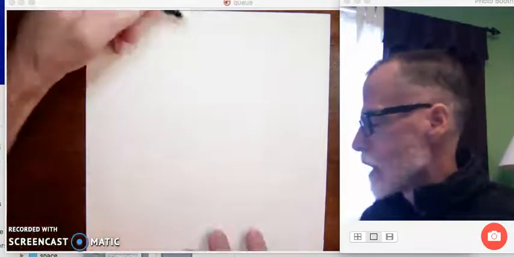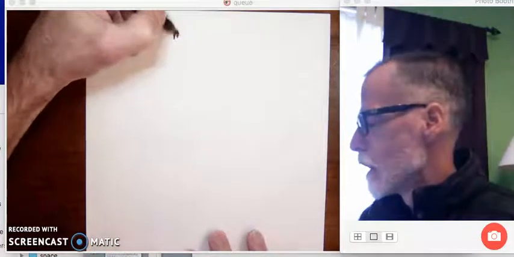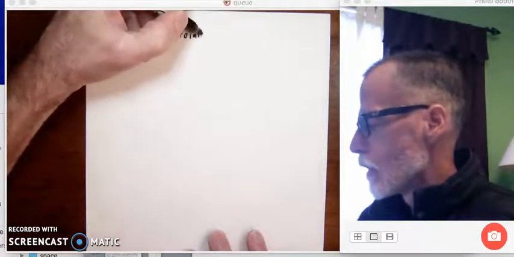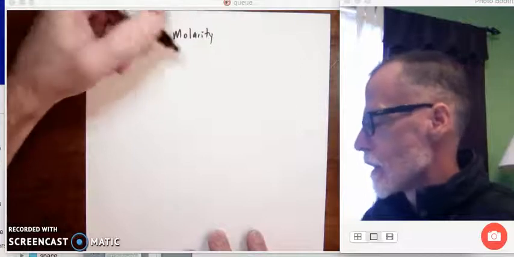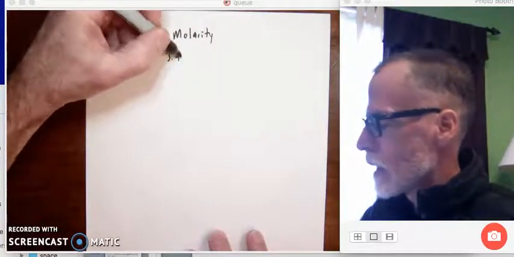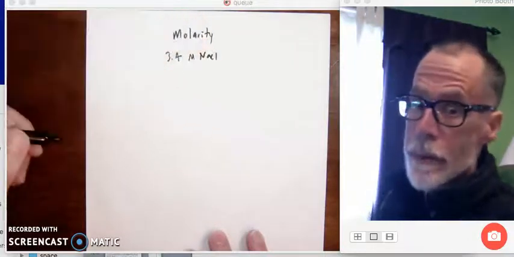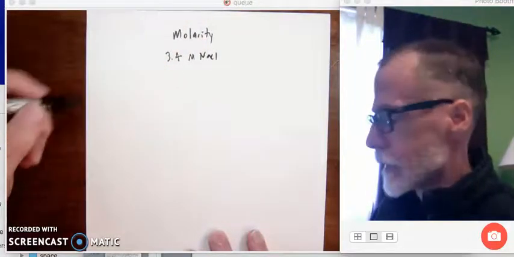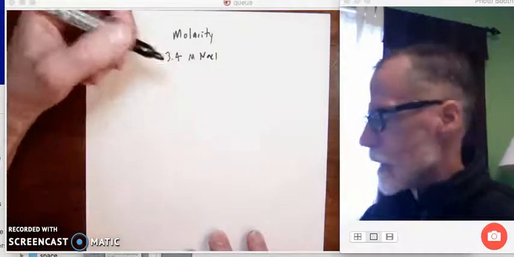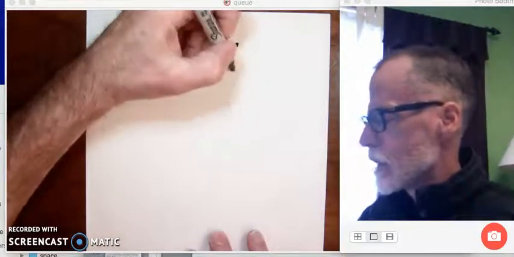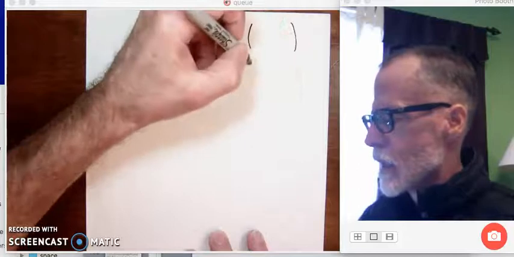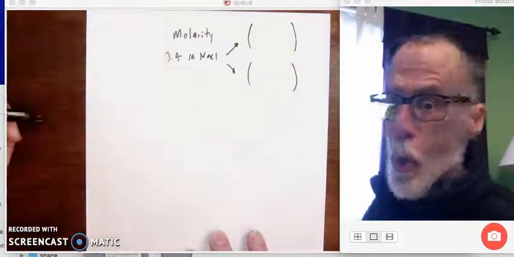So this whole topic so far has been molarity. If I have something like 3.4 M NaCl, and the reason I'm doing this is I saw it on the quiz and on multiple problem sets, this thing has to get turned into a bracket. Okay, watch what I do.